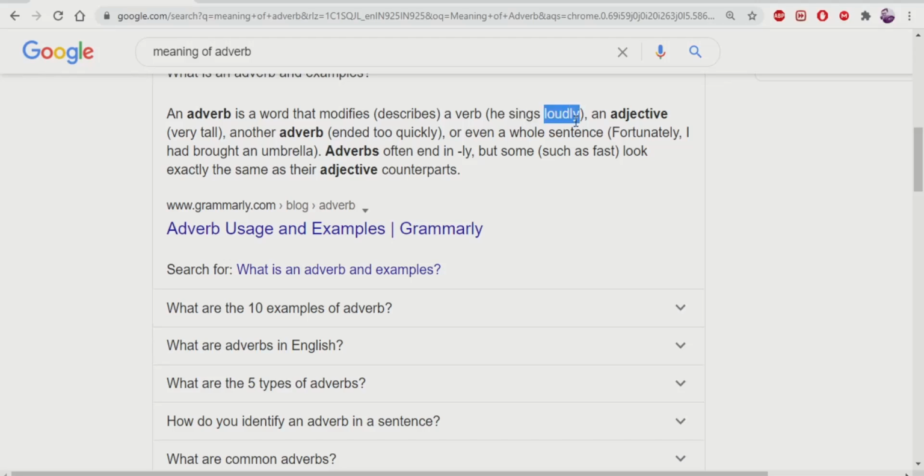And dear students, please note, I am repeating it, most of the adverbs, that means not all, most of the adverbs end in ly. As you can see over here, it is not loud, it is loudly. Now there is one word, for example, fast. You will never say fastly. We don't say that he sings fastly. We say he sings fast, or he speaks fast, or he runs fast.